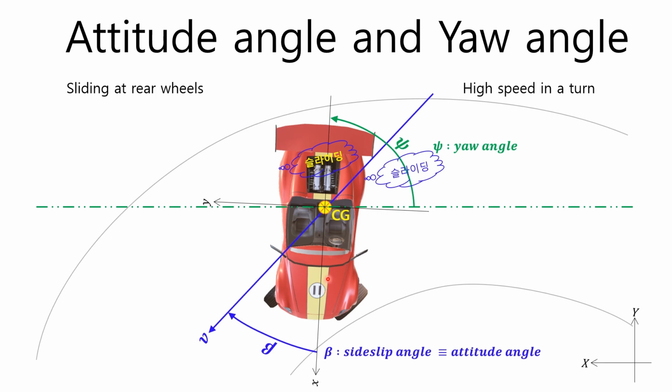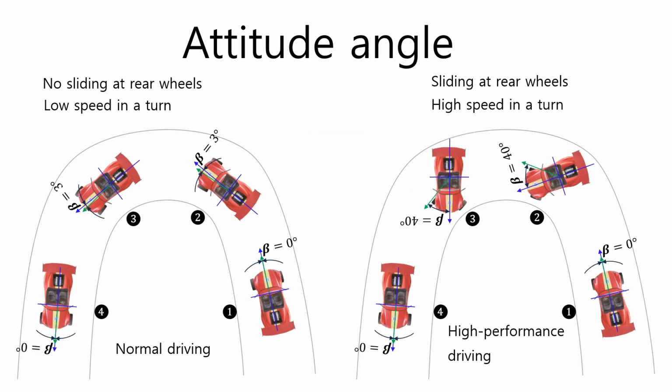As explained earlier, this method of driving using rear wheel sliding should be limited to when the road surface friction coefficient is low. Let's take a look at each change in attitude with and without rear wheel sliding. The picture here shows the change in vehicle posture between normal and high-performance driving in a sharp left turn.